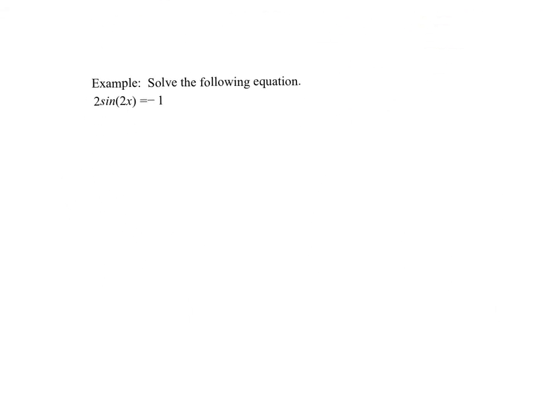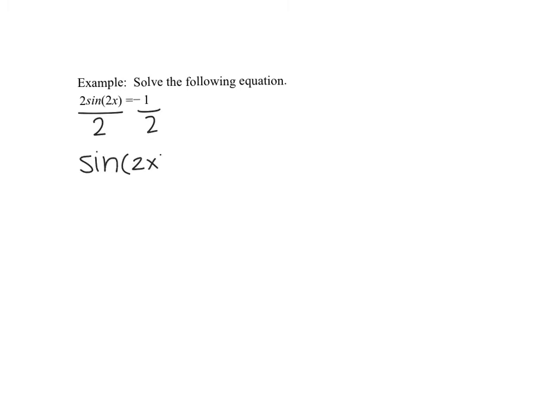So let's apply this to an example. We want to know when 2 sine of 2x equals -1. Our first step is going to be to divide by 2. So we have sine of 2x equals -1/2. This tells us that 2x equals sine inverse of -1/2.